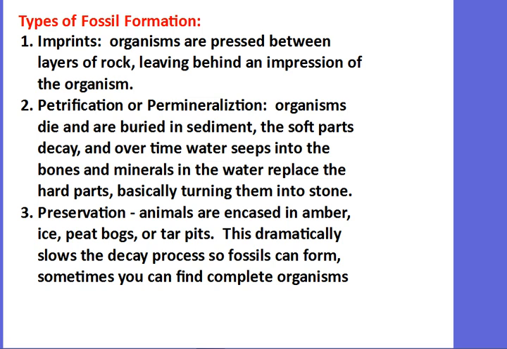And the third type, preservation, where we had our little pebble that we covered with dish soap, is when animals can be encased in something, whether it's amber or ice or peat bog or tar pits, and this dramatically slows down the decay process, so the fossils can form. In these instances, a lot of times you can find complete organisms, like when an insect gets trapped in amber. We saw some images. I showed you an image of a little woolly mammoth that had been trapped in ice. So sometimes you can get whole organisms that are very well preserved in this method of fossil formation.